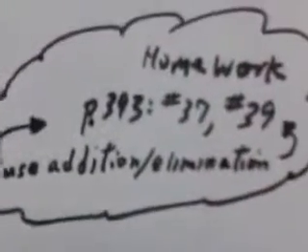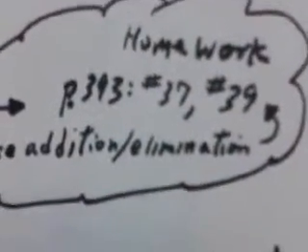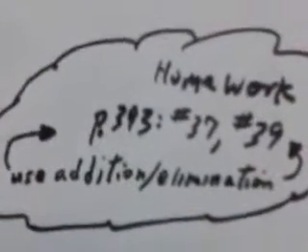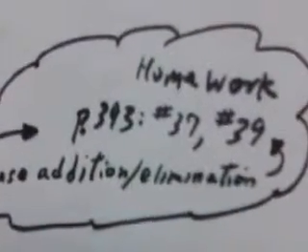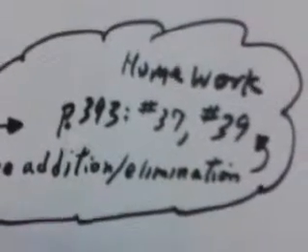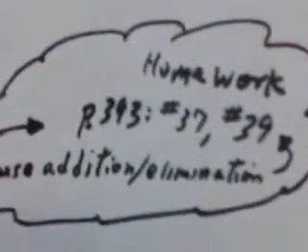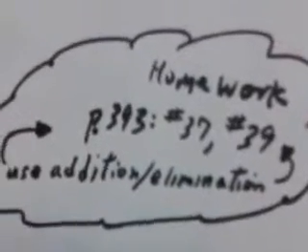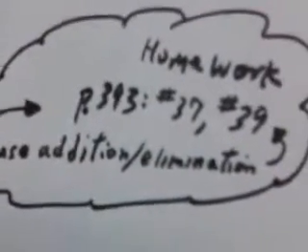Once again, this is how you solve a system using the addition/elimination method. You have two problems for homework that you have to solve using this method. On page 393, you want to do problem 37 and 39. And you can play this tape as you do the problem to see if you're doing the problem correctly.